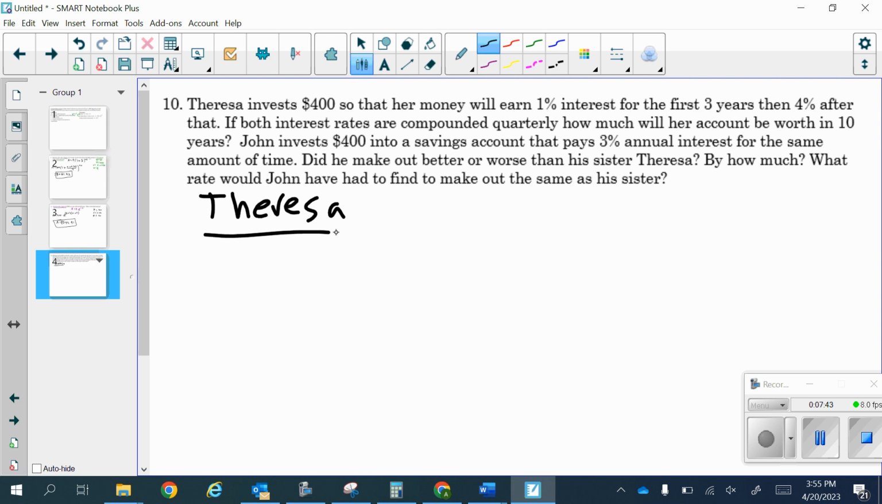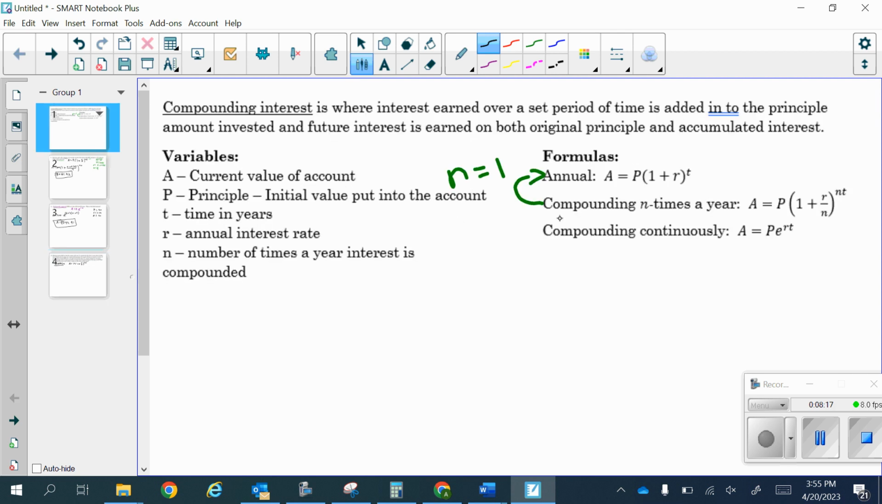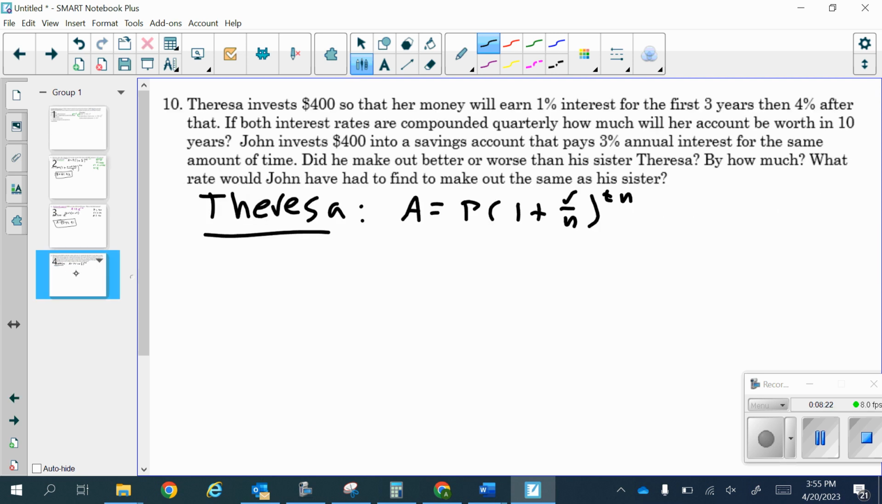So Teresa's case is kind of complicated. So she's going to be compounding her money for 10 years. But the first 3 years, she's earning only 1% interest, and the next 7 years, she's earning 4%. And both these interest rates are being compounded quarterly, or she's going to be earning interest on them 4 times per year. So in this case, I'm using the formula A equals P times 1 plus R over N raised to the nT, because I'm compounding N times per year, or 4 times per year. So that's the equation I'm going to use, but I'm going to have to do it twice.